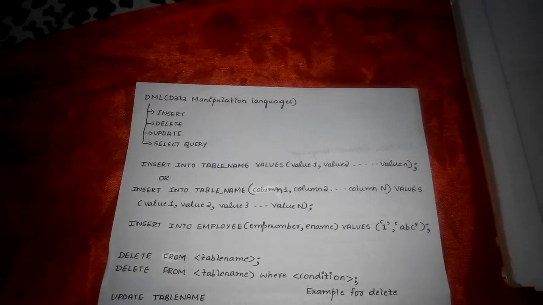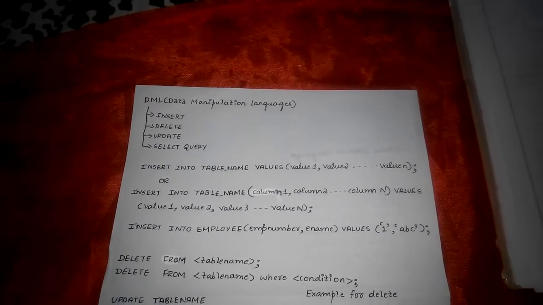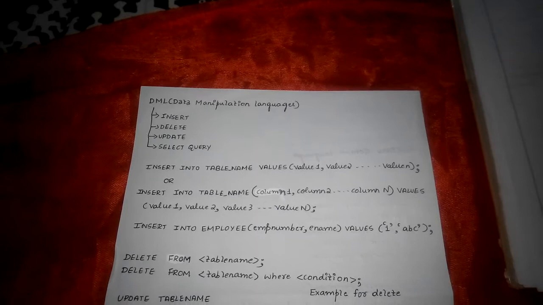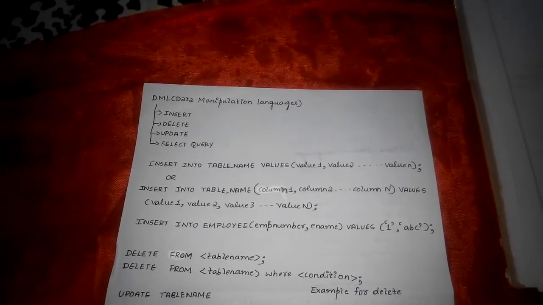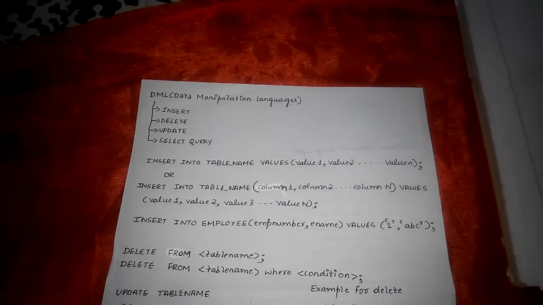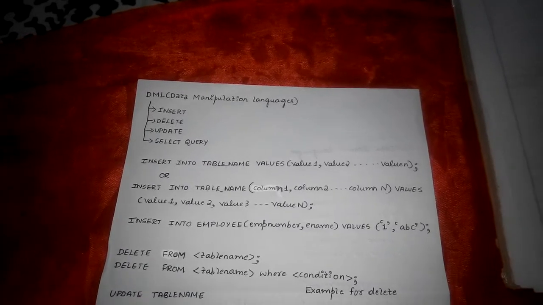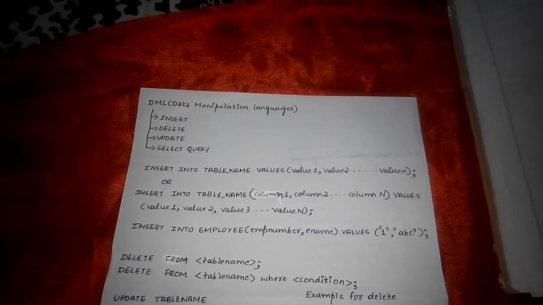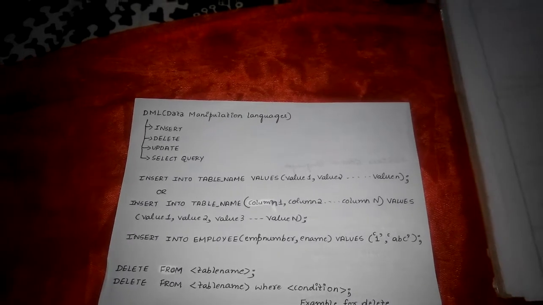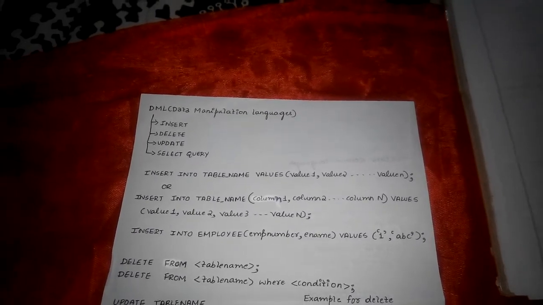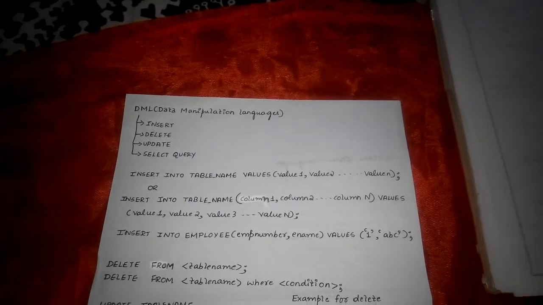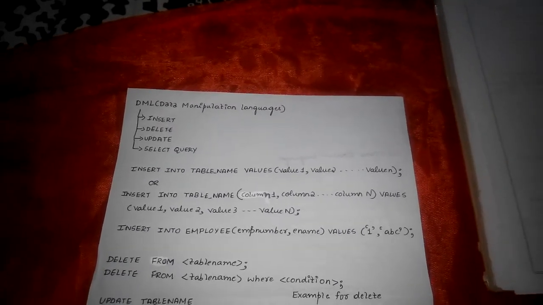So first let's see what is insert. The insert into statement is used to add new rows of data to a table in the database. That is, it is used to add new information to a table in the database. There are basically two syntaxes of insert. That is, insert into table name values, or insert into table name, you give the attribute list, values and whatever values you are going to assign for those attributes.